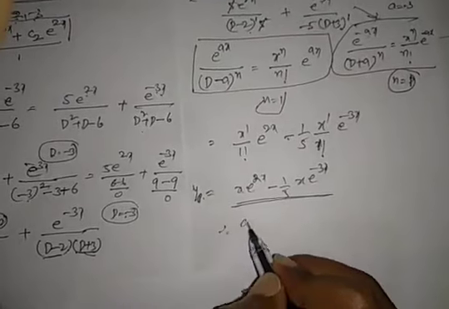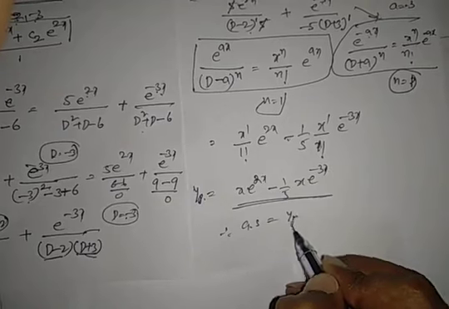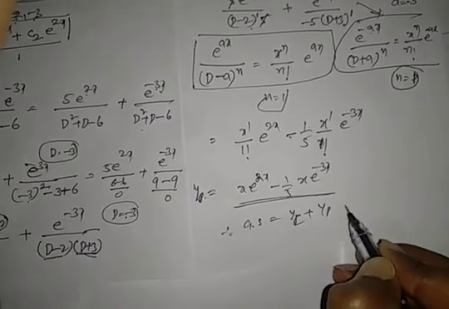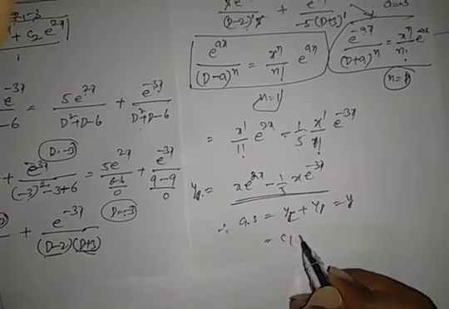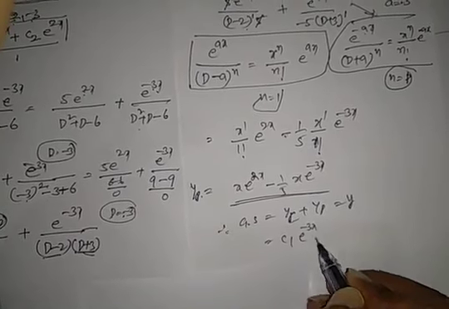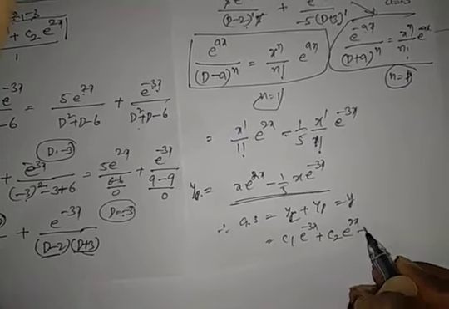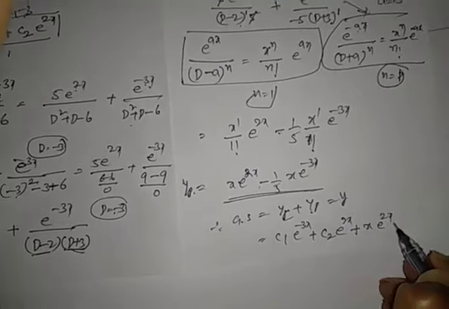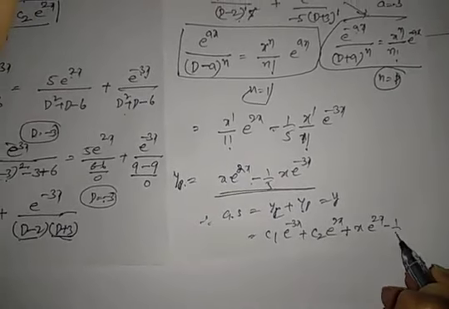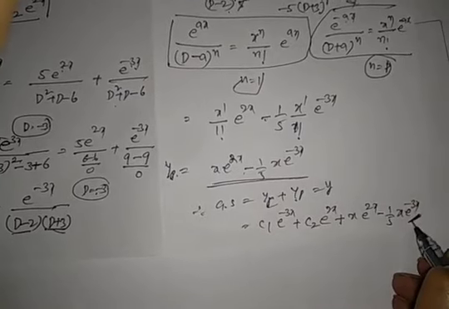Now the general solution is equal to yc plus yp, which is equal to y. That is equal to the yc value, c1 e to the power of minus 3x plus c2 e to the power of 2x, plus the yp value, x e to the power of 2x minus 1 by 5 into x e to the power of minus 3x. This is the solution.